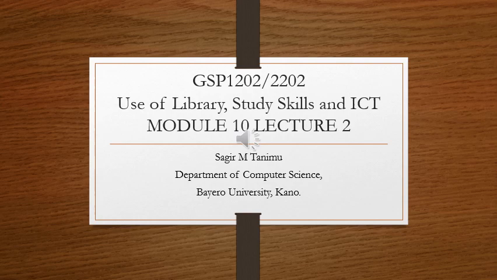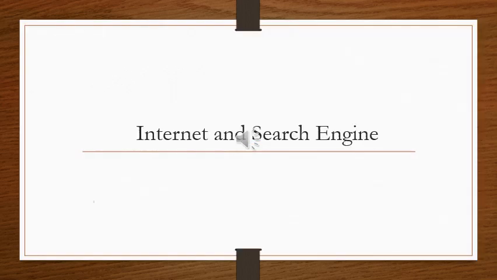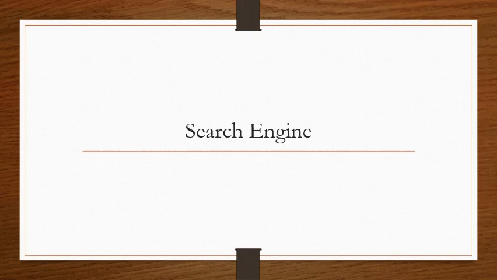The second part of the module, Internet and Search Engine. Here we are going to talk about search engines. As you know, in the previous lecture, we talked about Internet and how Internet is important and its advantages and disadvantages, and who are the audience and who are the people who use Internet. In today's class, we are going to talk about the second part of the lecture, which is called the search engine.